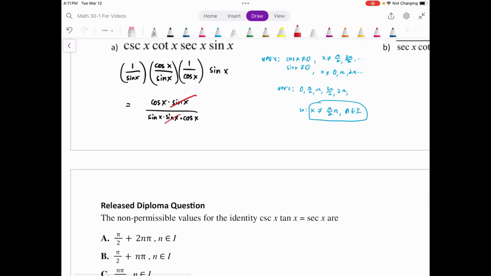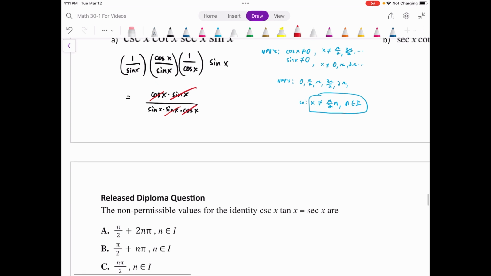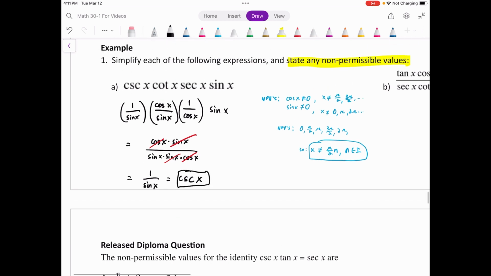And then look at this. Cos of x over cos of x is just 1. So what we're left with is just 1 over sine of x, which is equivalent to cosecant of x. Look at that. That big scary looking thing was actually just equivalent to cosecant of x. Can you see why trig identities might be super helpful for simplifying? The power of trig identities is that they let us see that this is actually equivalent to this by simplifying.